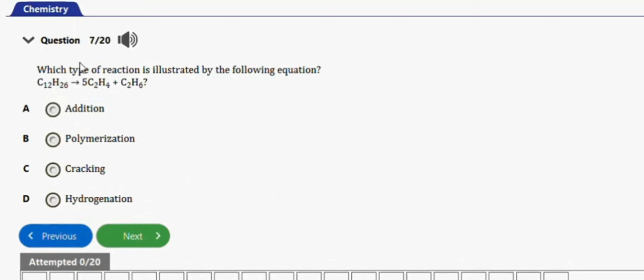Alright, so the next question will be this one. It says which type of reaction is illustrated by the following equation? Alright, so guys, this is cracking. Option C, very important. Take note of this. This is cracking, guys. When a higher hydrocarbon is broken down into smaller hydrocarbons, it is known as cracking. Option C.